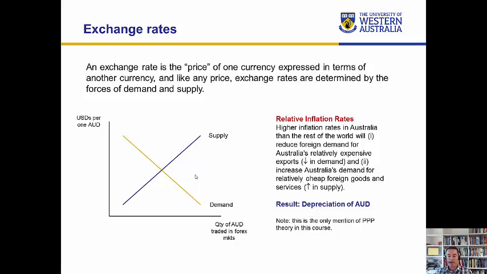At the same time, Australians will buy more relatively cheaper foreign goods and services and fewer more relatively expensive Australian goods and services. And that will shift the supply curve for the Australian dollar in this forex market to the right. So with higher inflation in Australia, both foreigners and Australians buy fewer Australian goods and services and more foreign goods and services. The net effect is a depreciation of the Australian dollar.